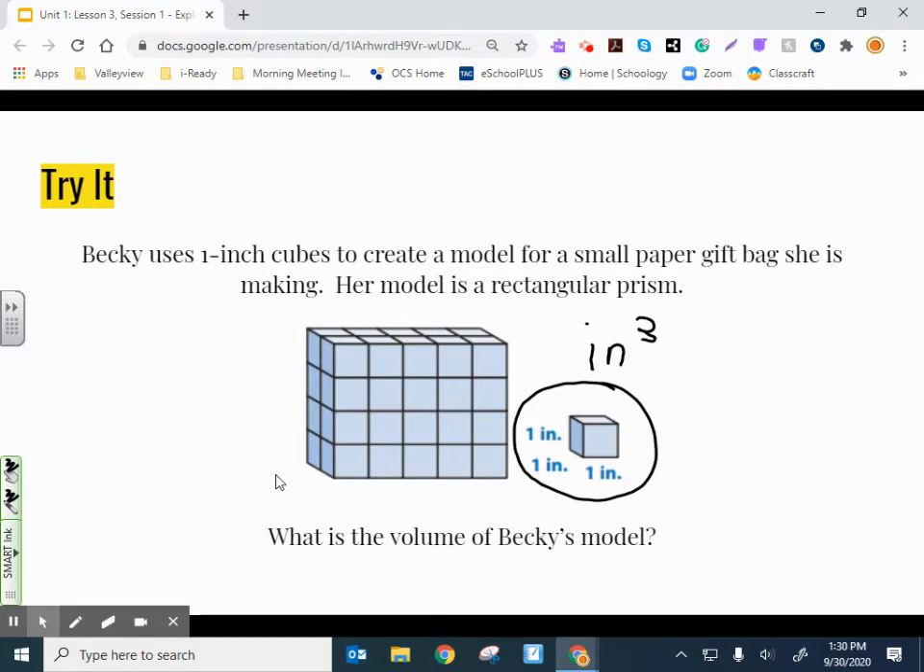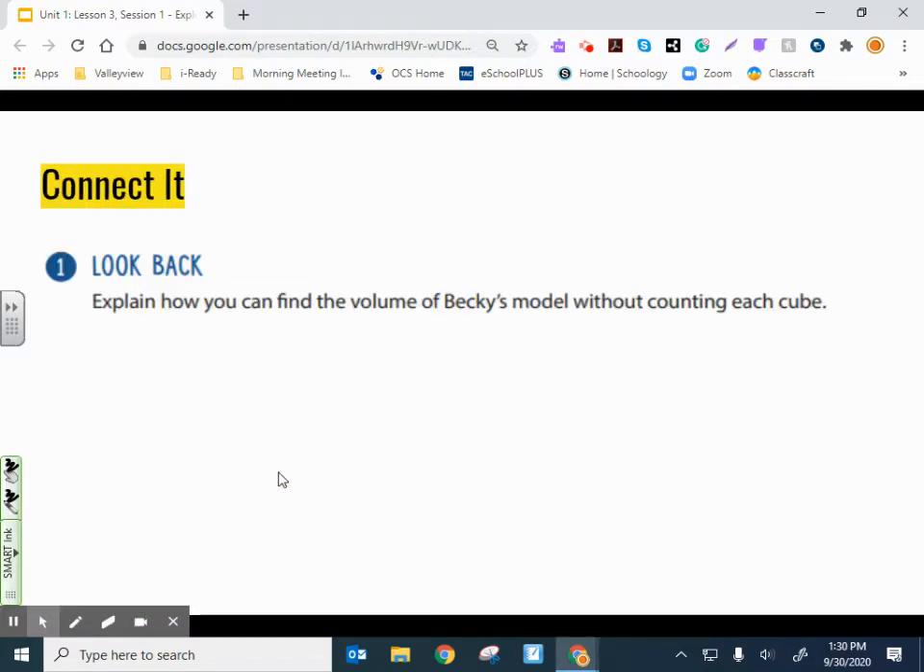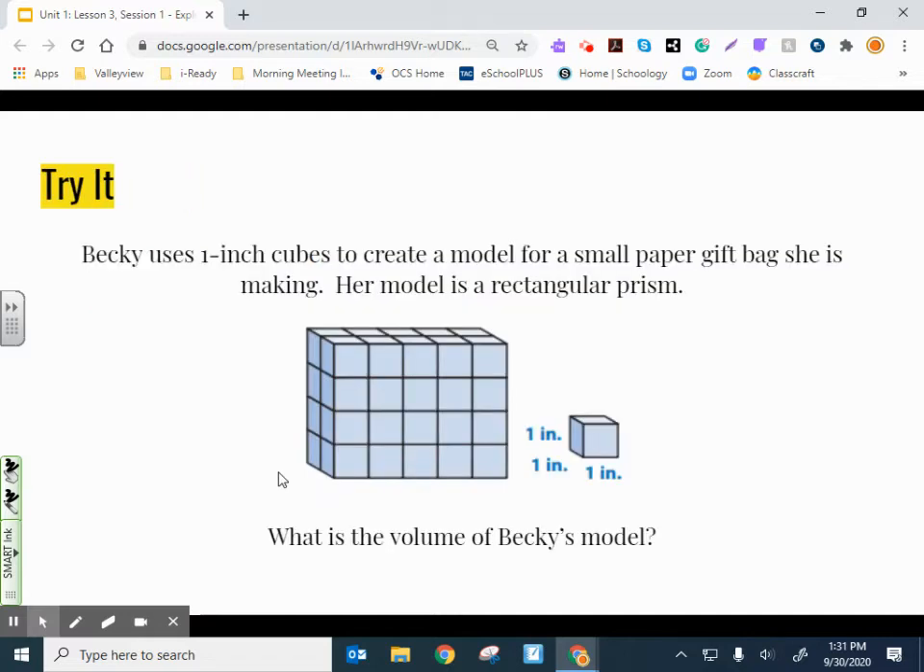Instead of solving that, let's look at the next page with some options. This is on page 34, excuse me. It says, how can you find the volume of Becky's model without counting each of these cubes? What are some techniques that you can find the answer with? Think about that for a second, and then we'll give a couple examples of how we can solve this.